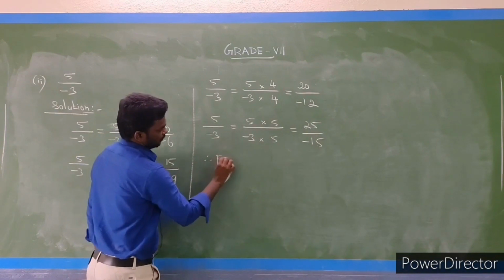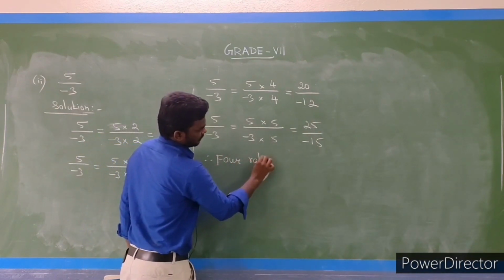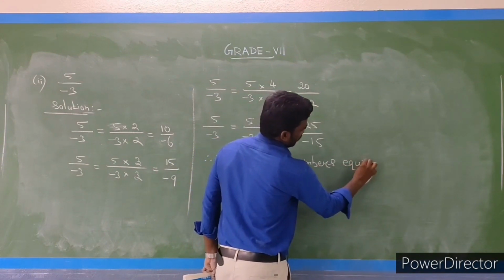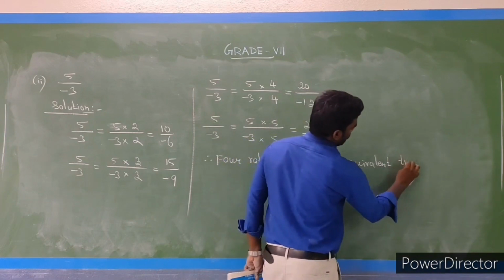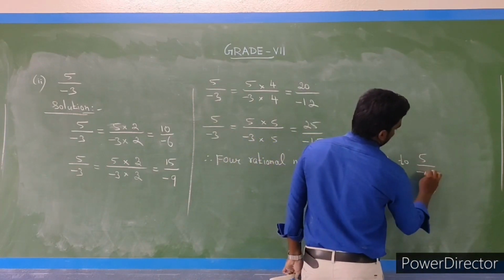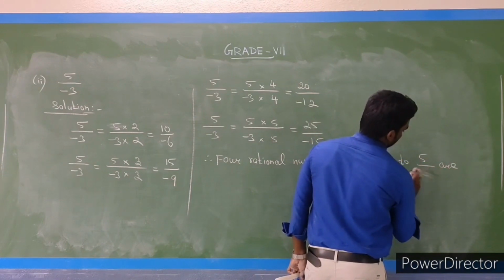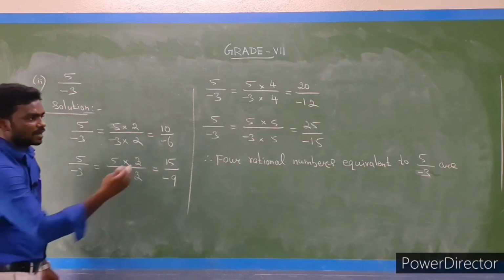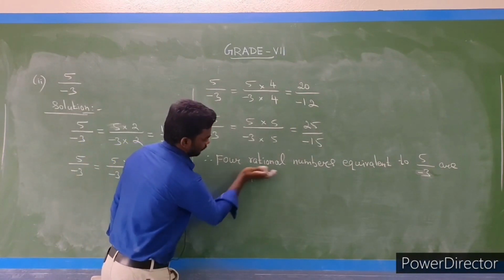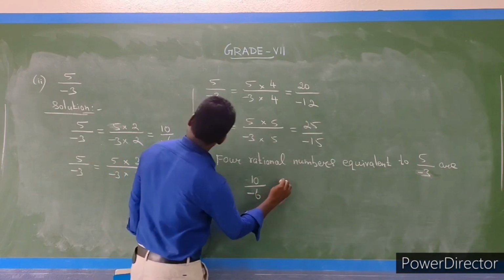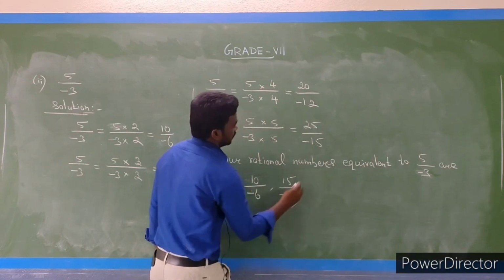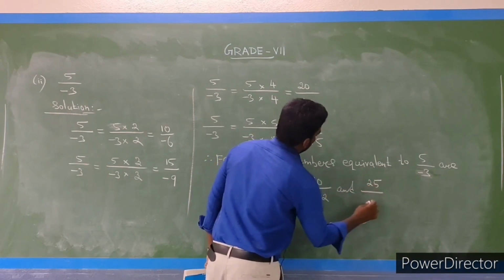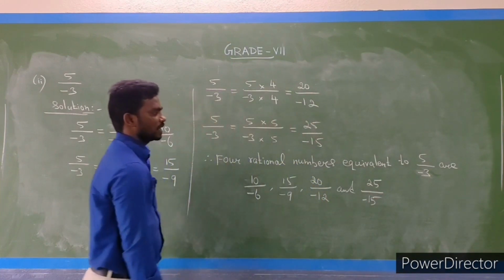Therefore, 4 rational numbers equivalent to 5 by minus 3 are 10 by minus 6, then 15 divided by minus 9, then 20 divided by minus 12, and 25 divided by minus 15. So these are 4 rational numbers equivalent to the number 5 divided by minus 3.